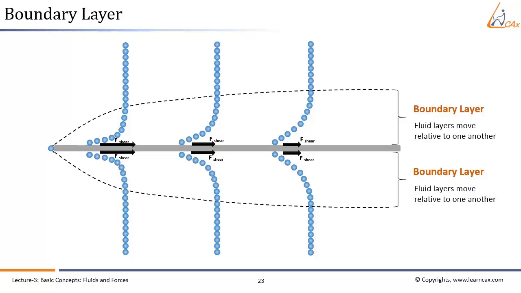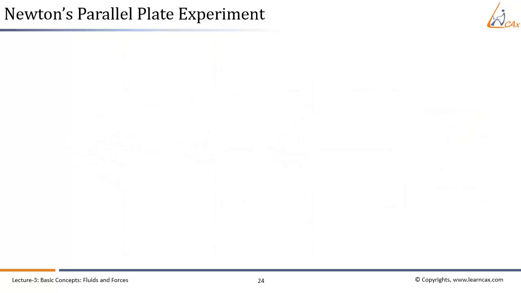But what about the magnitude of this force? What are all the factors that decide the amount of force exerted on the solid? Once again, Newton is going to help us in finding the answer. Newton, from his parallel plate experiment, came up with a relation between the shear force and the fluid viscosity. Here is the description of the experimental setup.